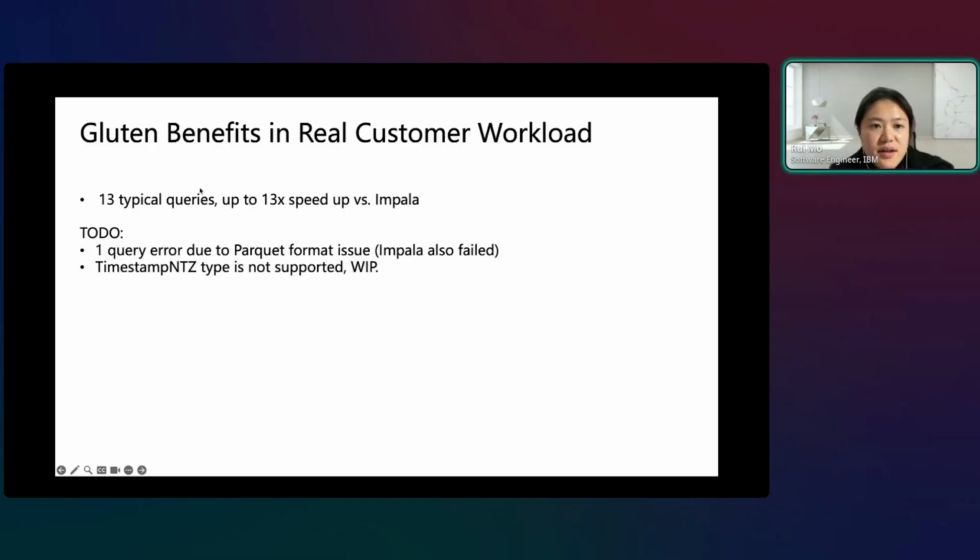There is another real customer use case. They tried about 13 typical queries and they can achieve up to 13 times speedup compared to Impala. While there are also some issues they found, like a Parquet format issue that caused a query error, and there are some unsupported data types like timestamp without time zone, which caused the query to fall back to vanilla Spark for execution. And we are working on solving these issues.